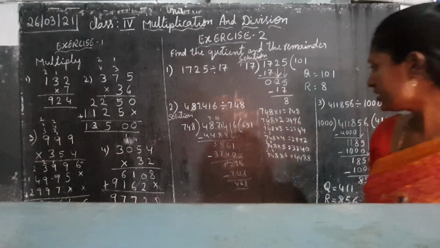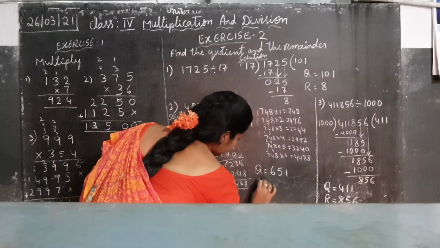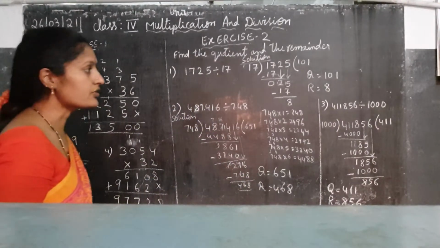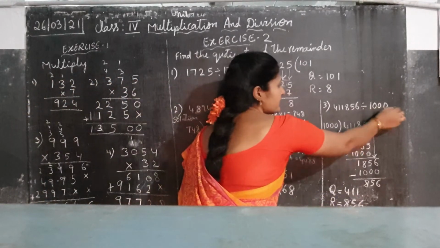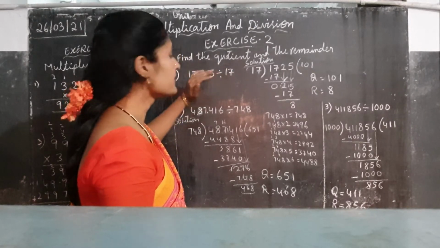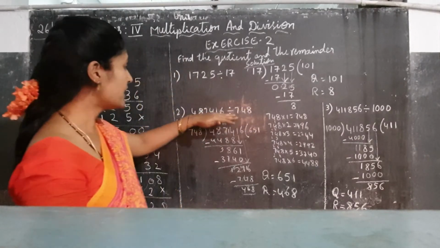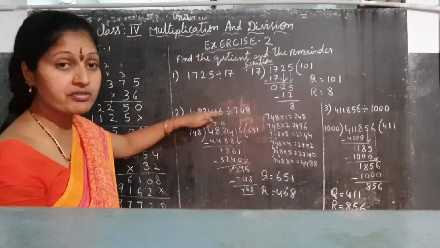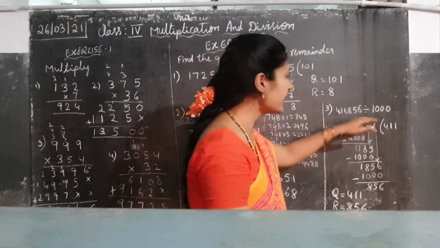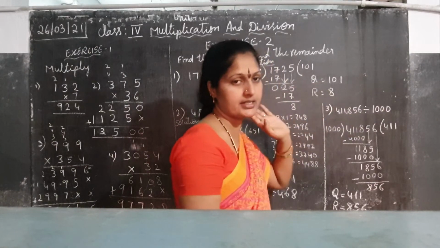Then what is the quotient here? Quotient is 651 and remainder is 468. We have to write, children. Understood, children? Then I will teach multiply and divide by 4-digit numbers. First we have to learn 2-digit divide by 4-digit, then 3-digit divide by 6-digit. Now we have to divide by 4-digit, then 6-digit, children.